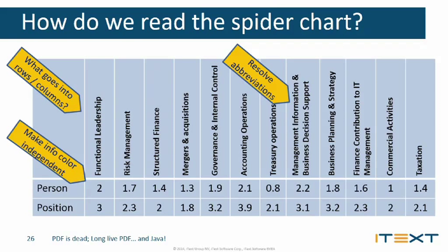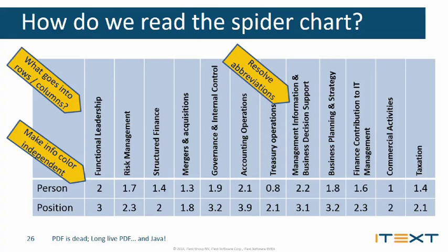So that a machine, for instance, could extract data where you resolve abbreviations like management instead of MGT, information and business decision support, where you make the info color independent. You see there's a line with the results from a specific person and a line with the results you should have to obtain the position.